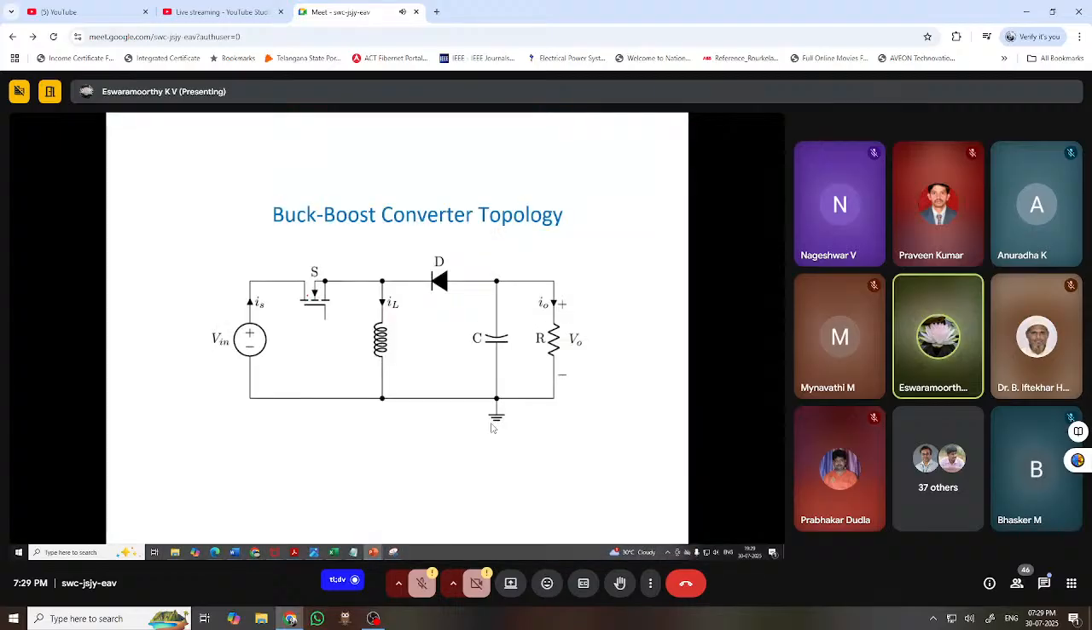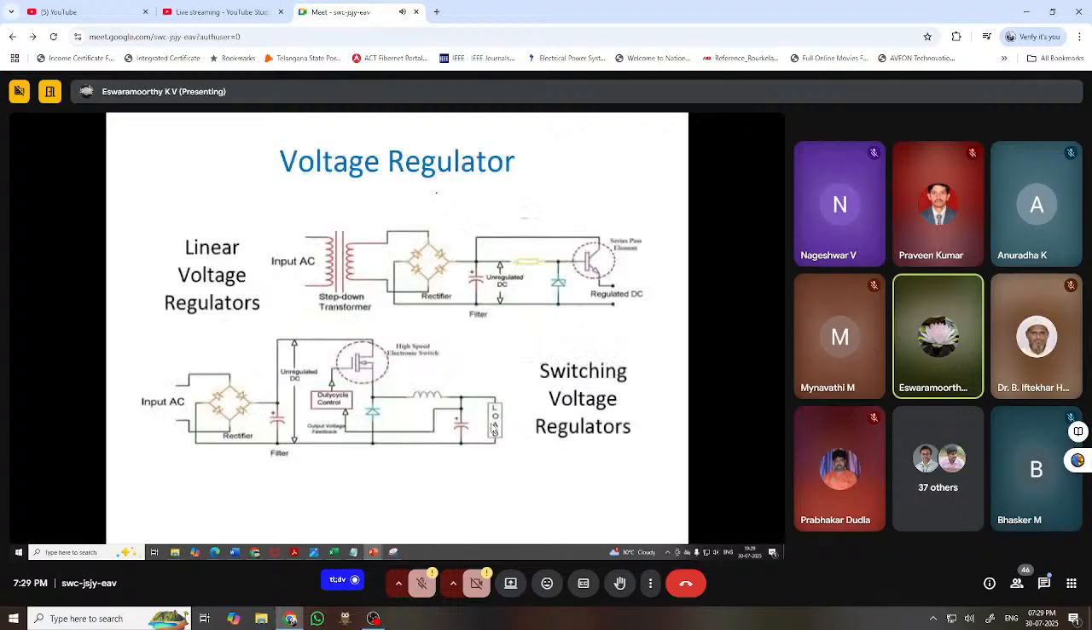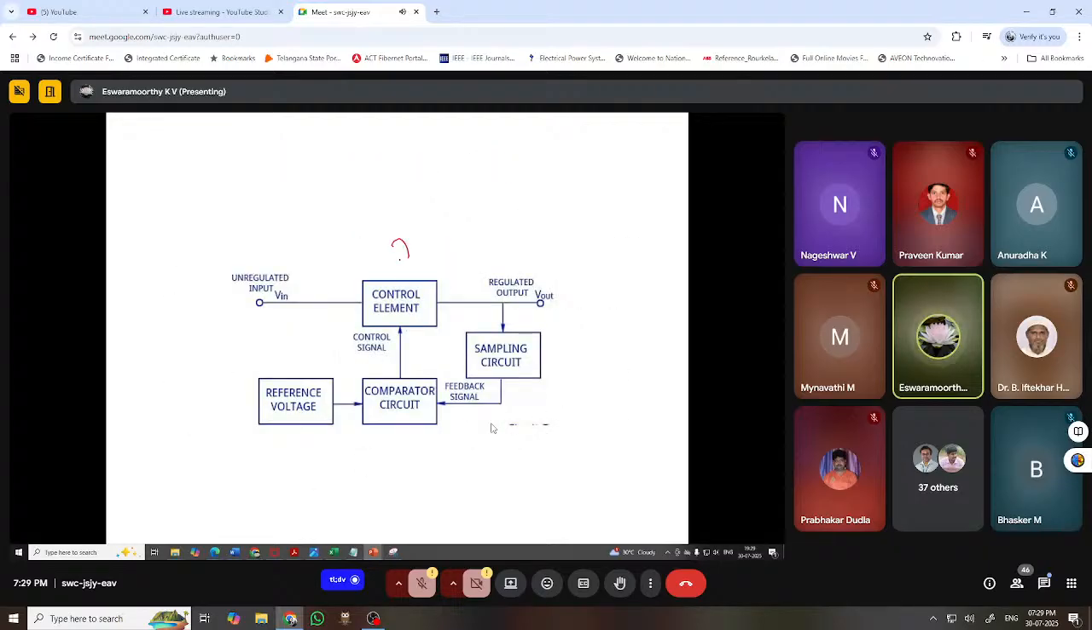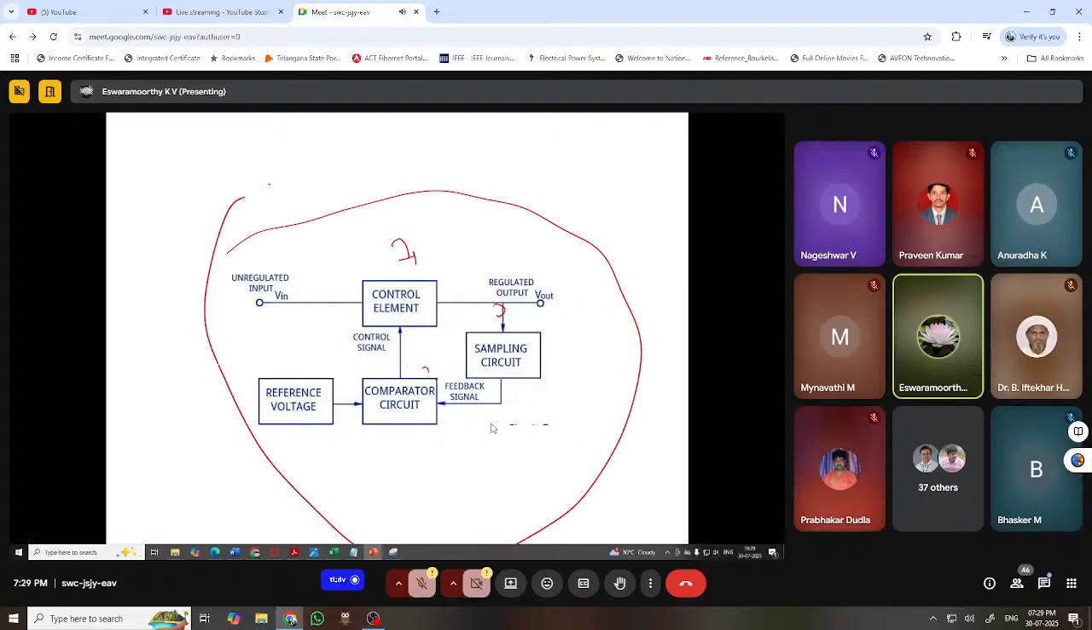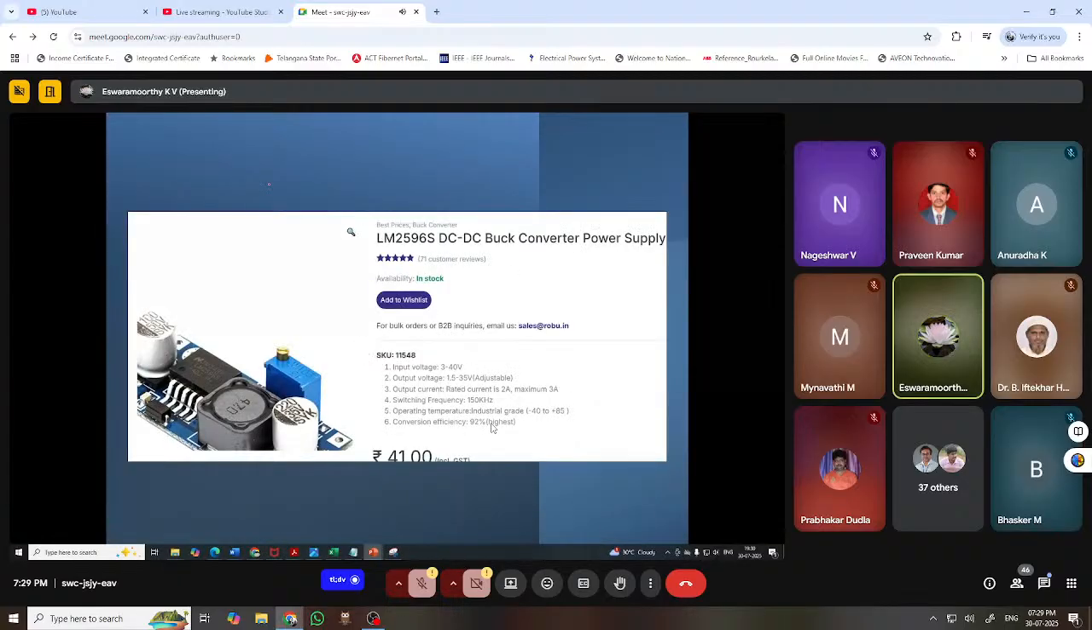These are the topologies. We can't directly connect the inductor and switch. We can expect the output, so our circuit will be like this. This is a switch and sampling circuit, comparator, reference voltage, all those things going to control the switch element, right? So we need to have this complete system in the package. That can be achieved by using some of the ICs.